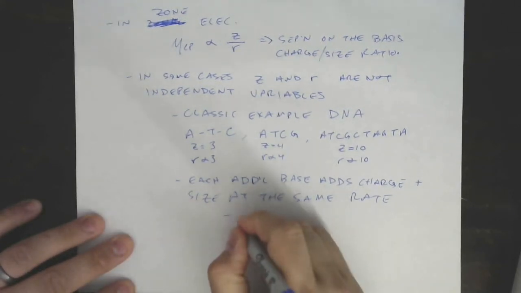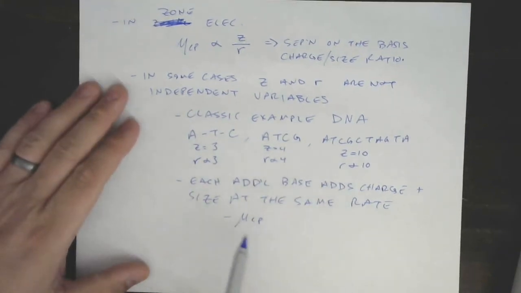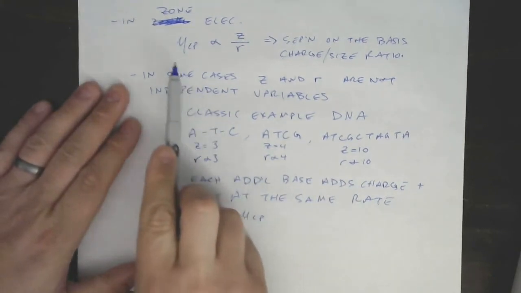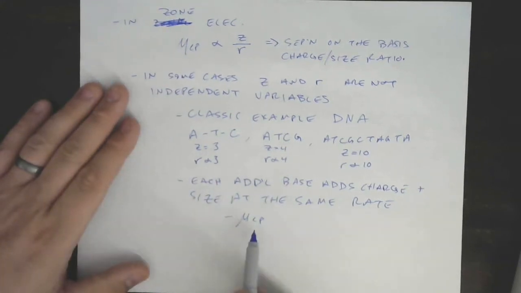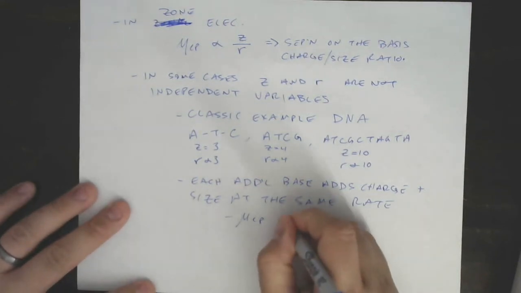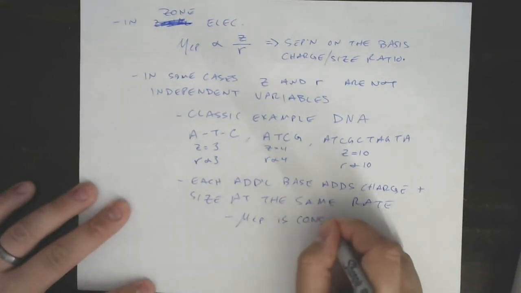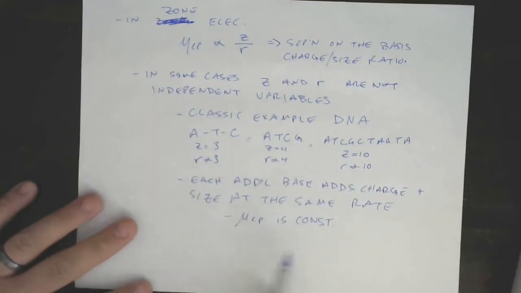That means that the electrophoretic mobility, and I have to apologize, I catch myself doing this all the time. It's mu EP. Sometimes I write my mu's backwards. So if you're getting confused by this, that's always a mu. Mu EP is constant in this scenario. These are three different molecules, but they're all going to have the same ratio of charge and size. And so there's one value of mu EP for these three different molecules.